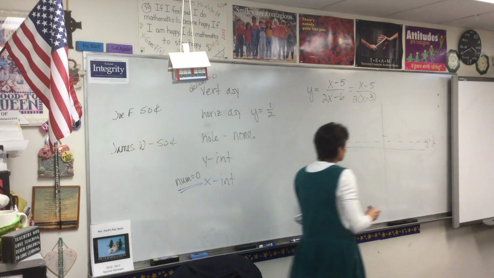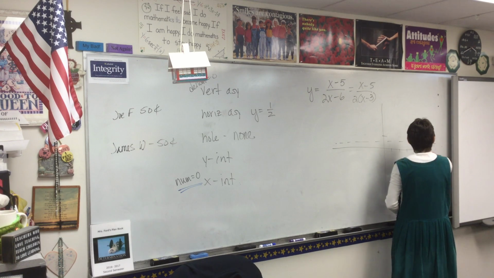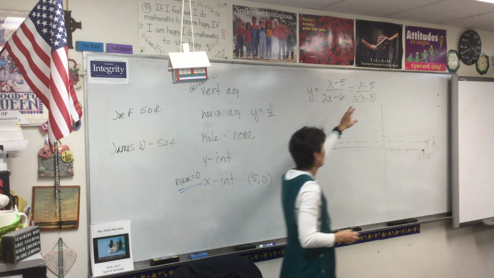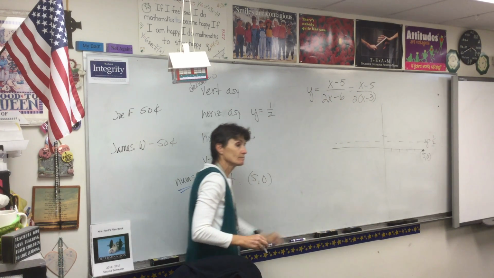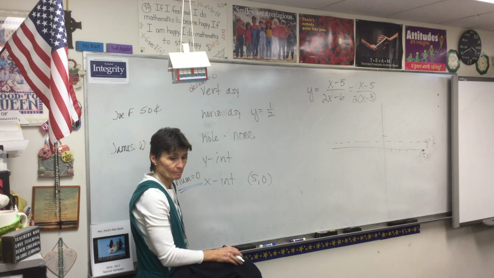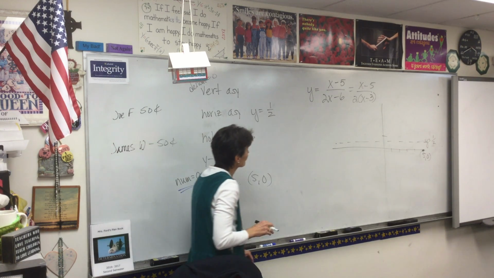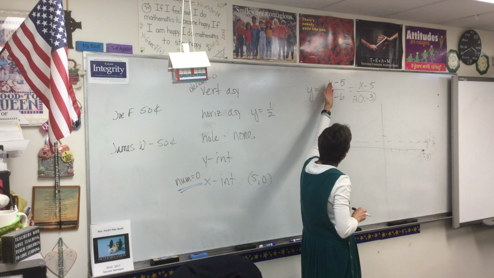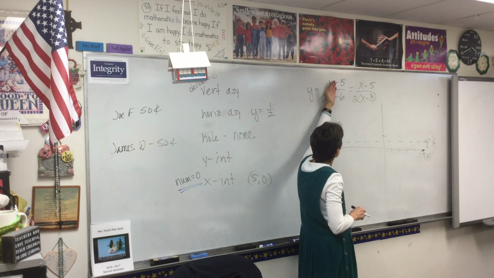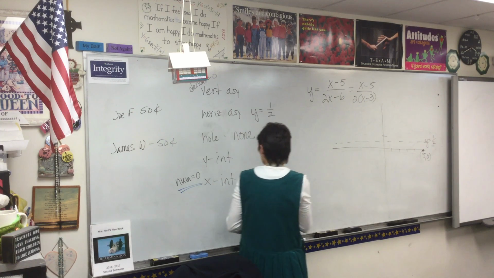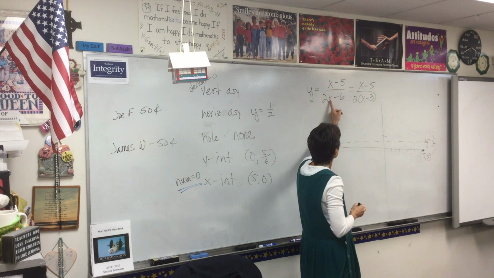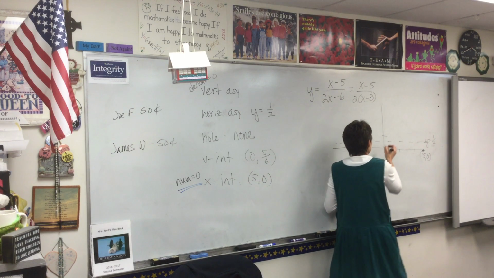Look at this riddle. My x-intercept is 5, because what makes the numerator 0 is 5. What else? Okay, if you put 0 in for x, you're going to get 5/6. So your y-intercept is 5/6. You put a 0 in, so that negative over negative, positive 5/6.